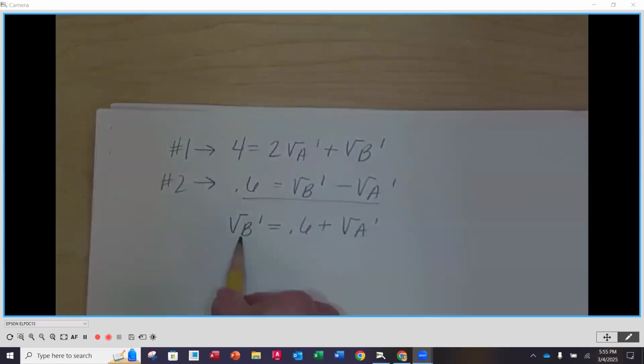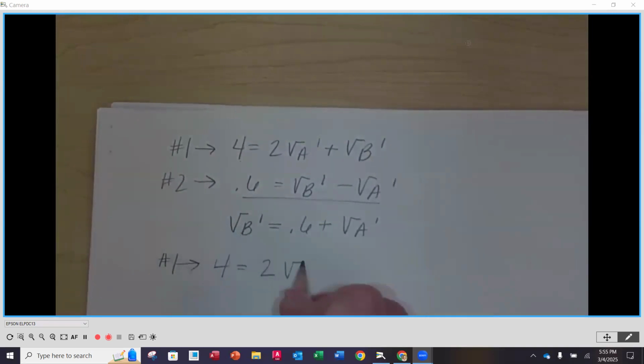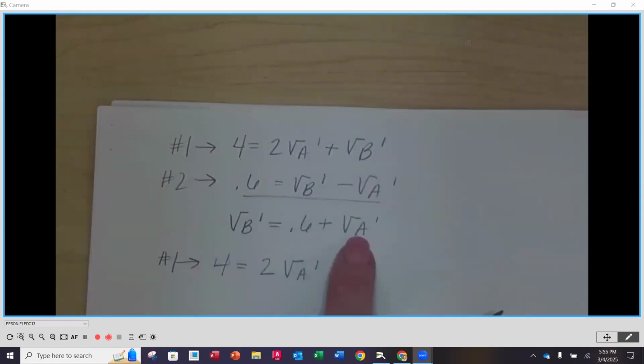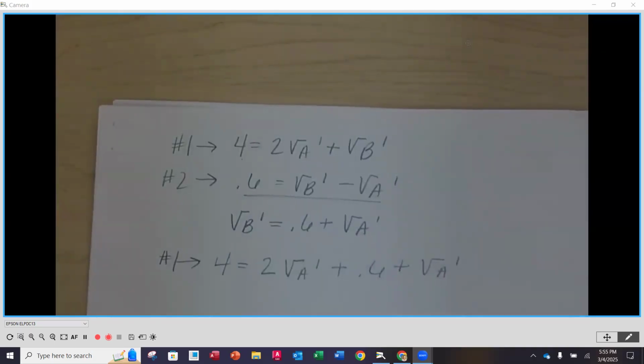So now, since this was equation number 2, I'm going to go up to number 1. You've got to flip back and forth. Equation number 1: 4 is equal to 2 times VA prime plus, where I have that VB prime, I'm going to substitute 0.6 plus VA prime. Now I have the VA primes that I can combine and I can solve for VA prime in this equation. So go ahead and solve for VA prime. What did you get?